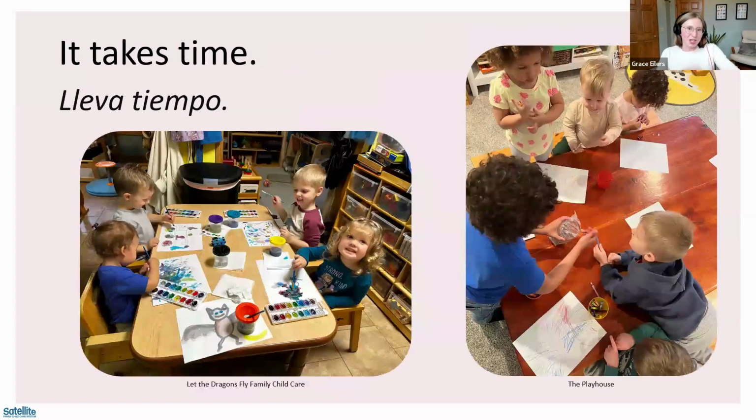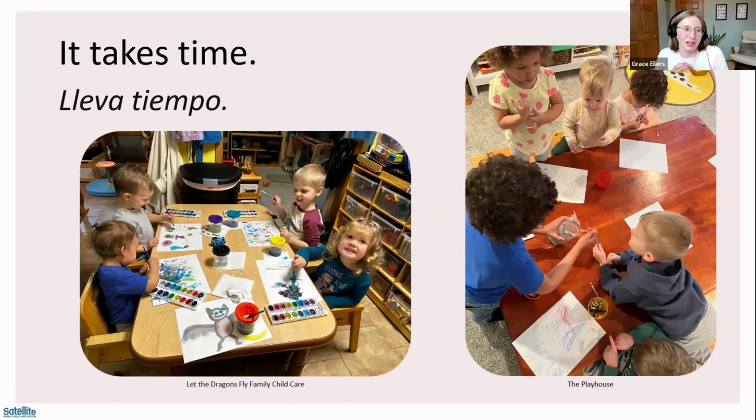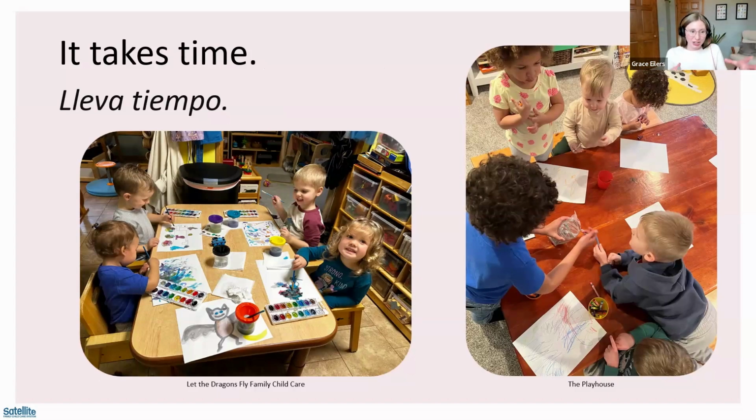And if you aren't currently offering process art, think about what are the small steps that you can take to do so, because it takes time to do this. What can you offer children? Would you be more comfortable offering something that's more supervised? Maybe like the one on the left here from Let the Dragons Fly Family Childcare, Shannon's program, offering something that children are doing together where you have the capacity to be nearby to supervise. Maybe that would feel better for you.